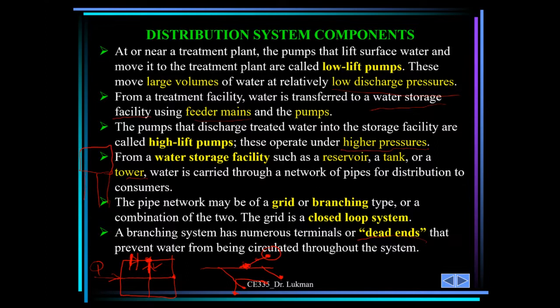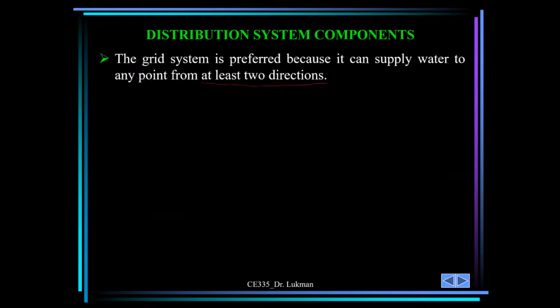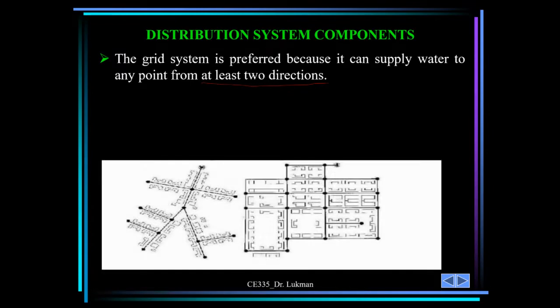For rural water supply in which the population is not so much, the branch system is better. When you have few people to supply water to. But for a municipal water supply to a big town, the grid system is the best. So the grid system is better, which we call the loop system, because it can supply water to any point from at least two directions.